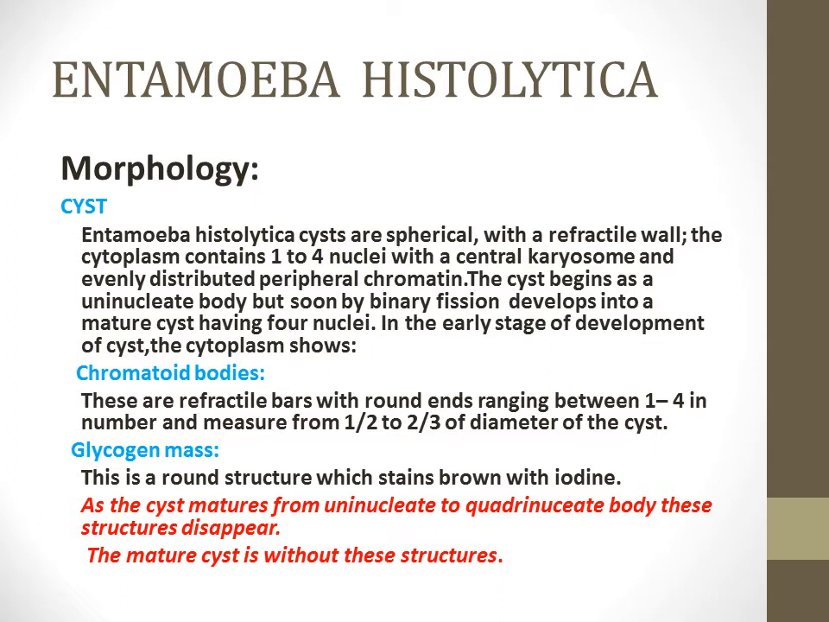However, in the early stages of development, the immature cyst possesses two types of structures, the chromatoid bodies and the glycogen mass. The chromatoid bodies are refractile bars with rounded edges and they occupy approximately 2/3 of the diameter of the cyst. The glycogen mass, on the other hand, is a rounded structure which stains brown with iodine. As the cyst matures, these structures disappear gradually.